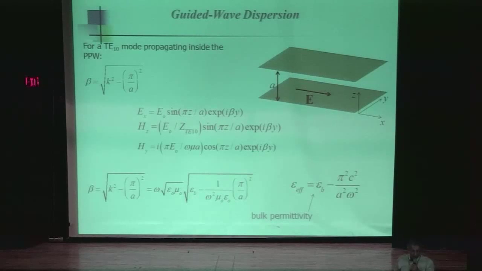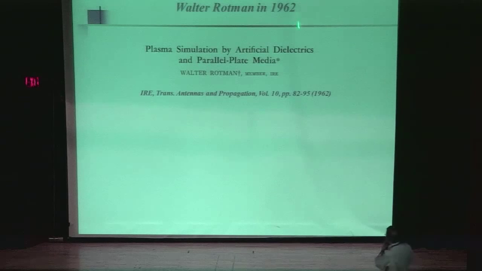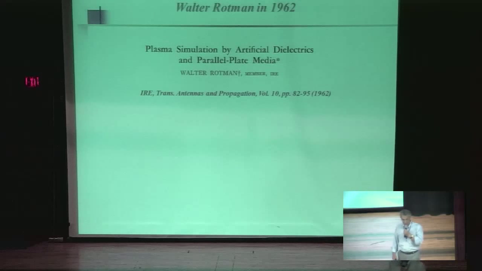Now, this concept of a parallel plate waveguide imitating plasma has a long history. In fact, the earliest paper I was able to find is from 1962 by Walter Rotman, who was working on antenna designs, and he wanted to imitate plasma with parallel plate waveguides. Now, in that paper, by the way, you see a reference to another earlier paper by Brown, who imitated plasma with metallic wires, the wire medium. But this was, to the best of my abilities, the earliest reference I was able to find that shows a parallel plate waveguide imitating plasma.